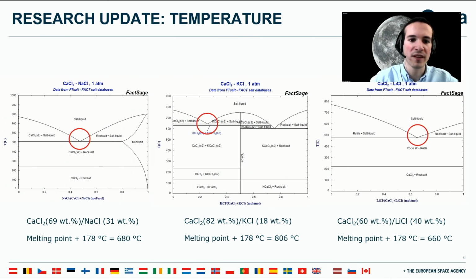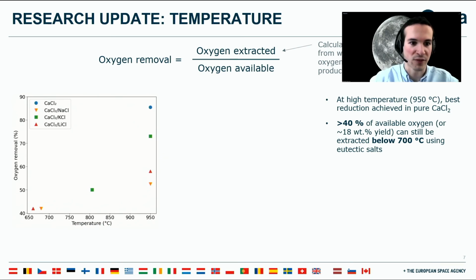So what did we get with this result, with these different salt mixtures? Here on the left, you see the oxygen we removed over the temperature. So we did all the eutectic experiments at the eutectic point, as I showed, but we also reproduced them at 950 degrees to have a clear comparison with a traditional baseline at 950.